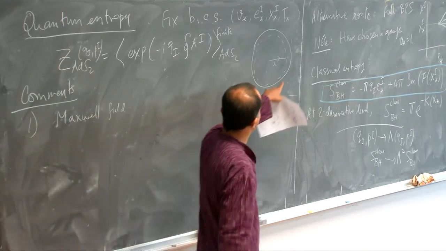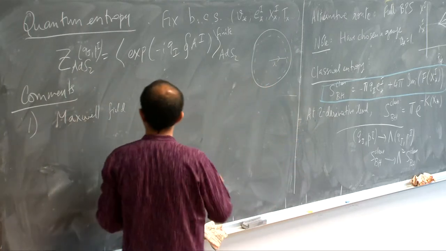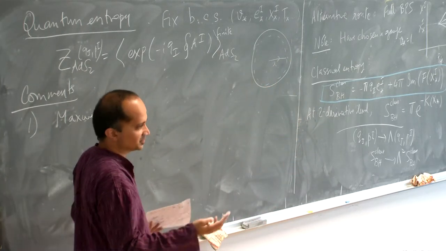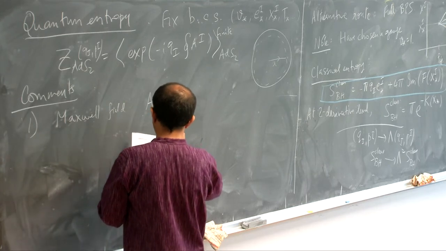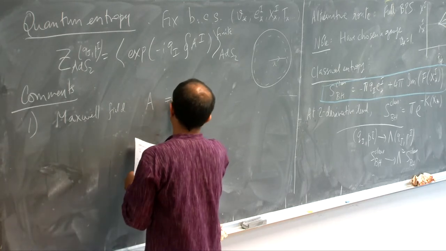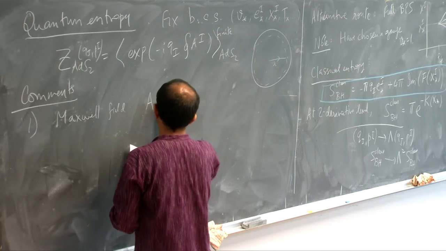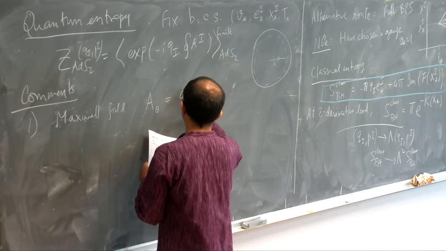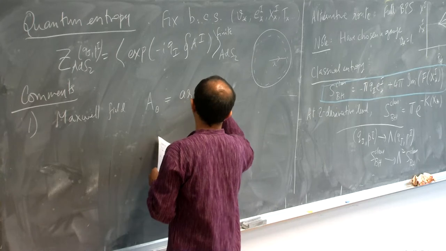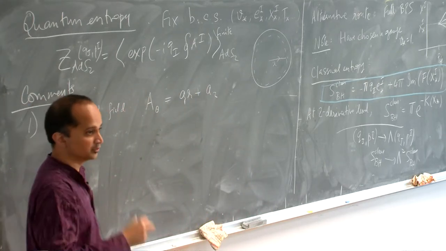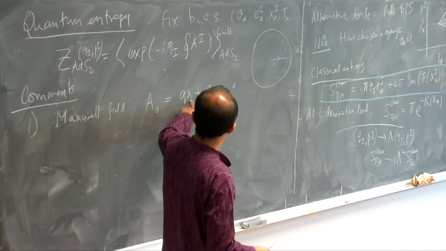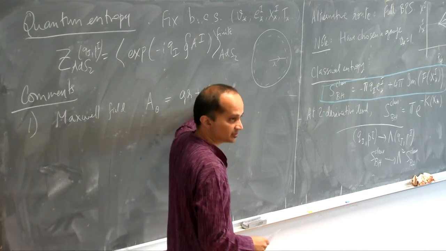And solve the equations of motion near the boundary, you'll find that there are two solutions. It's a quadratic thing. And you'll find that the two solutions go like this. So A theta is A1 times R plus A2. So there are two modes which solve the equations of motion. One linearly diverges with R. The other one is a constant.